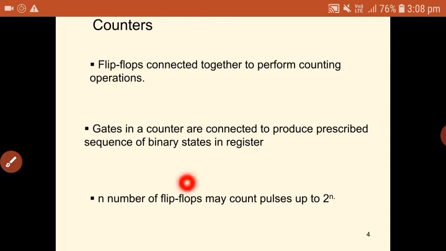So for n number of flip-flops used in the counter, that counter can count clock pulses up to a maximum of 2 to the power of the number of flip-flops. So 2 to the power of the number of flip-flops will be the maximum number of clock pulses that can be counted by an n flip-flop counter.